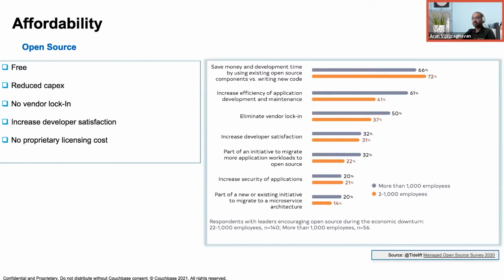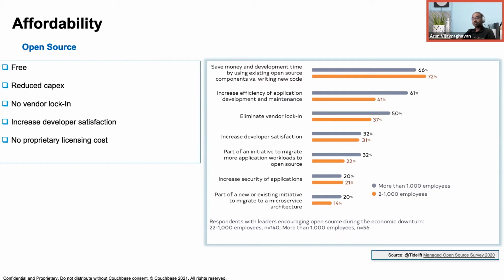About two-thirds of the respondents who are leaning towards open source said that it helps them save money and development time by using existing open source components versus writing brand new code. This helps developers move more quickly because they can choose from billions of lines of code that have already been written, versus having to start from scratch.